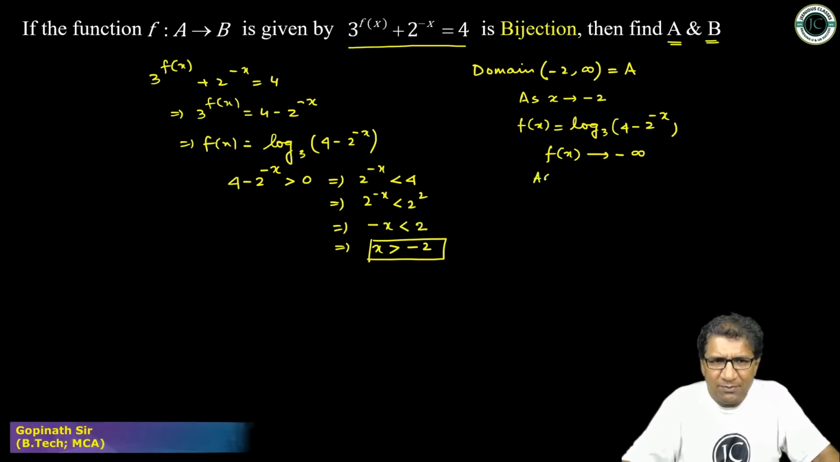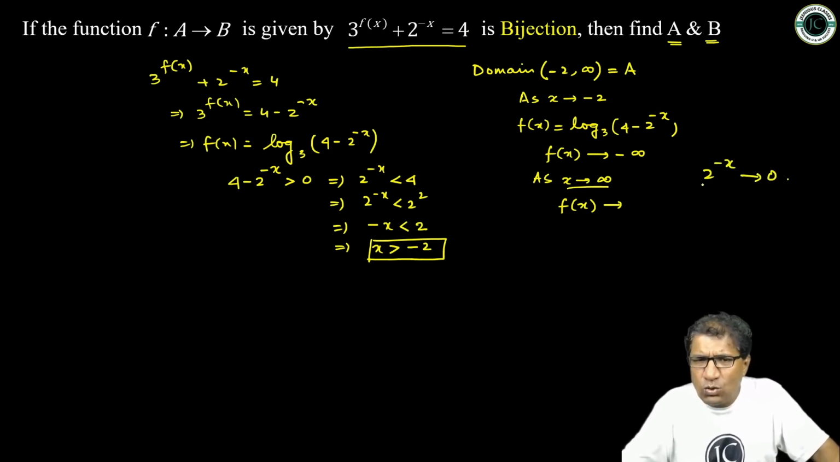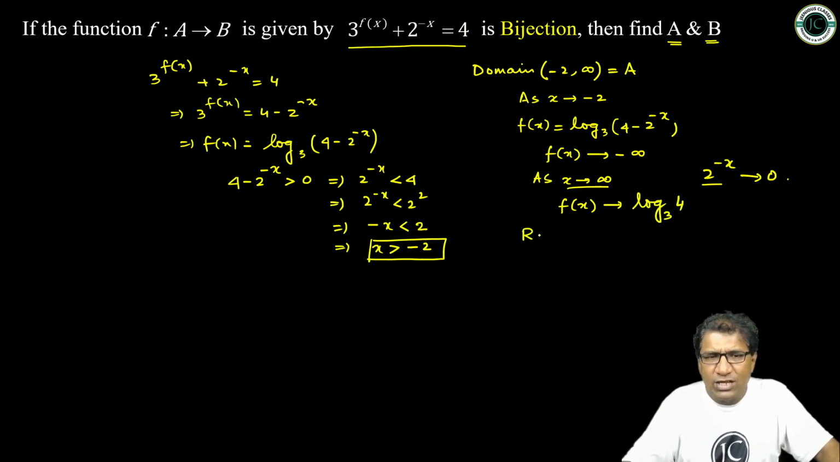And as x is tending towards positive infinity, look at it very carefully, 2 to the power minus x is tending towards 0. And as 2 to the power minus x is tending towards 0, it means that f(x) is tending towards log 4 base 3. Therefore, its range will be from minus infinity to log 4 base 3.